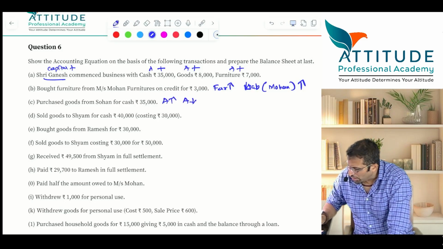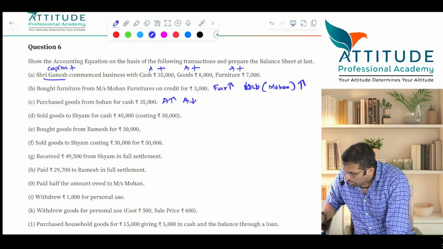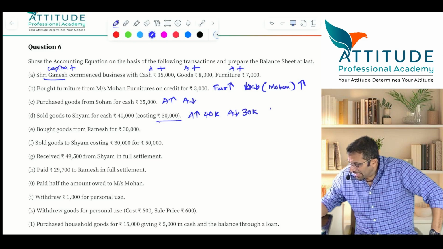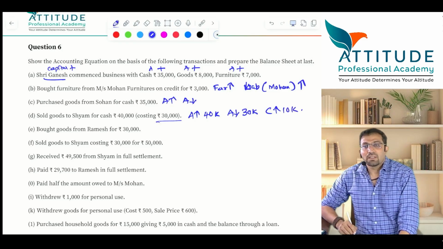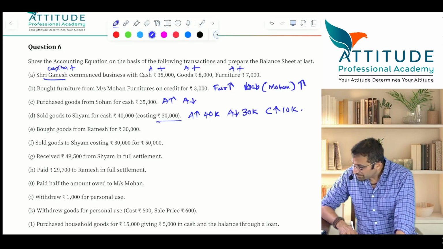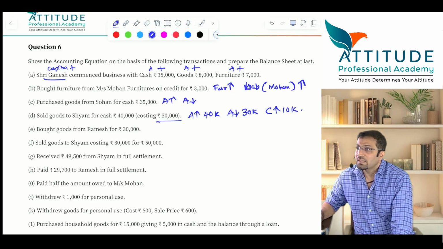Now tell me, goods sold. Goods sold to Sham for cash 40,000 costing 30,000. Please tell me the things. Asset increases by how much? 40K. Another asset reduces by 30K. And capital increases by how much? 10K. Understood? Clear? Getting it?